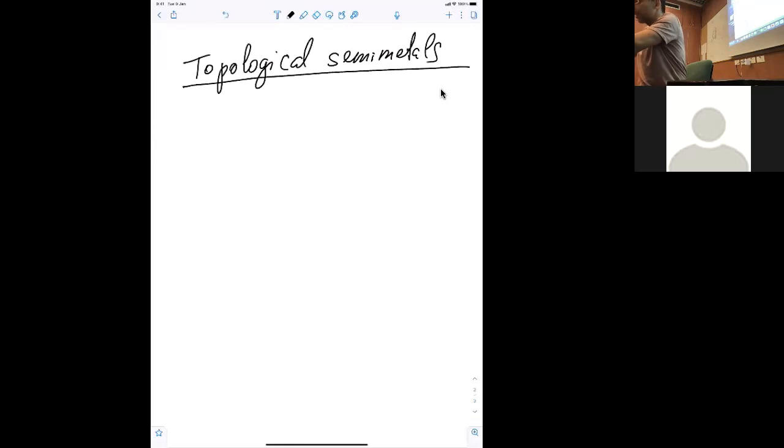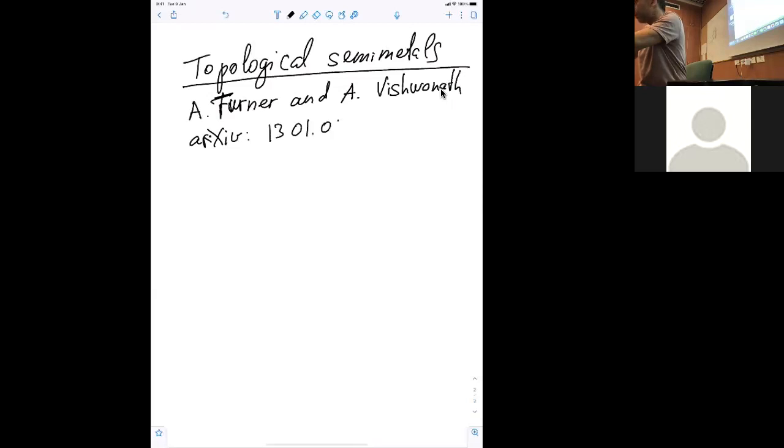So the plan is two parts. Today will be a brief summary of topological semimetals following the paper by Ari Turner and Ashvin Vishwanath, which is probably published in an ordinary journal, but its arXiv version is available. So that will be a short summary of Weyl semimetals, and that we'll do today.